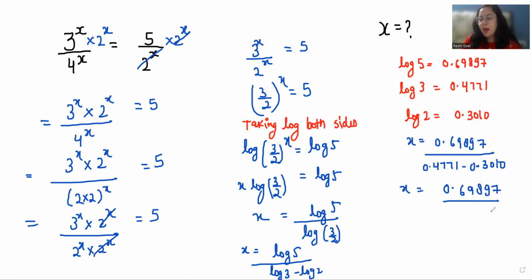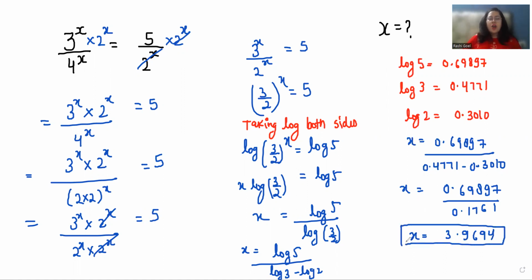So x is equal to 0.69897 by 0.1761. So when we divide this number, we get 3.9694. The value of x is 3.9694.